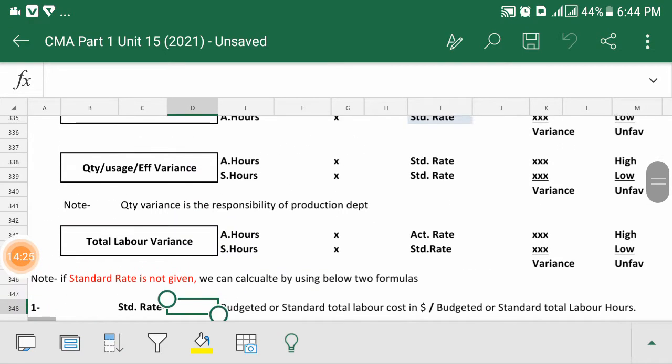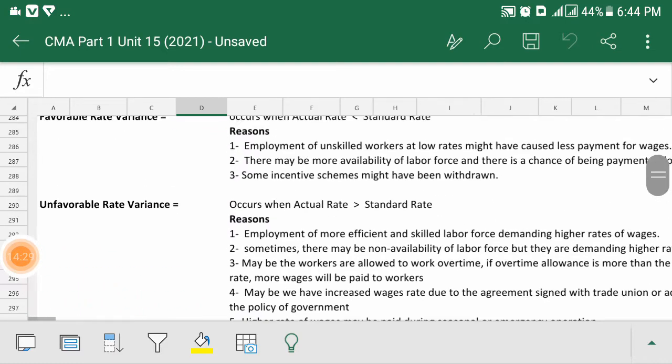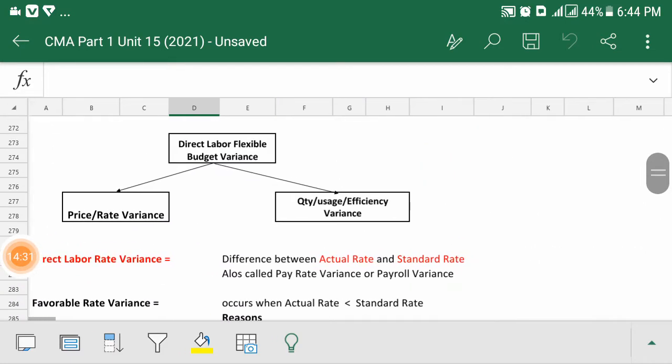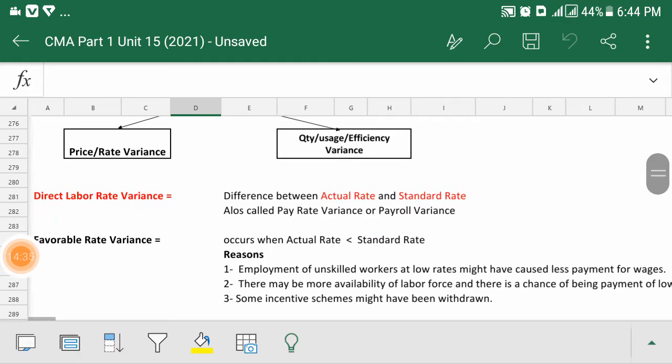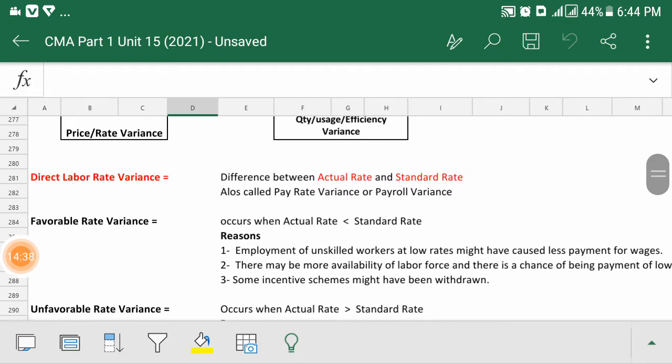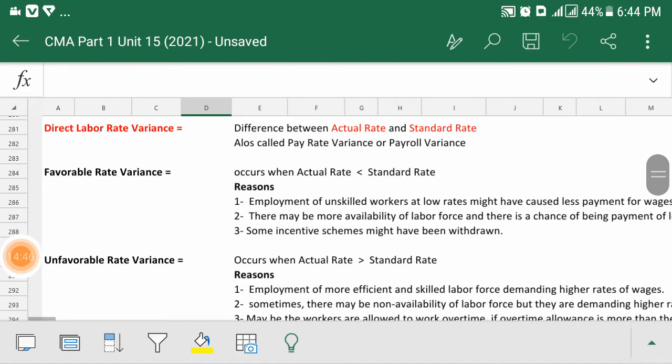So actually these are the only information for the direct labor hours. Let me give you one more review. The direct labor rate variance arises because of the difference between the expected labor hours and the actual labor hours. It is also called the pay rate variance and the payroll variance.